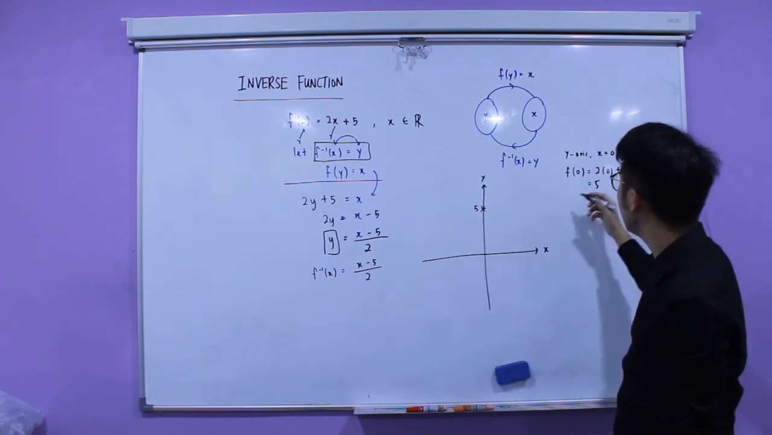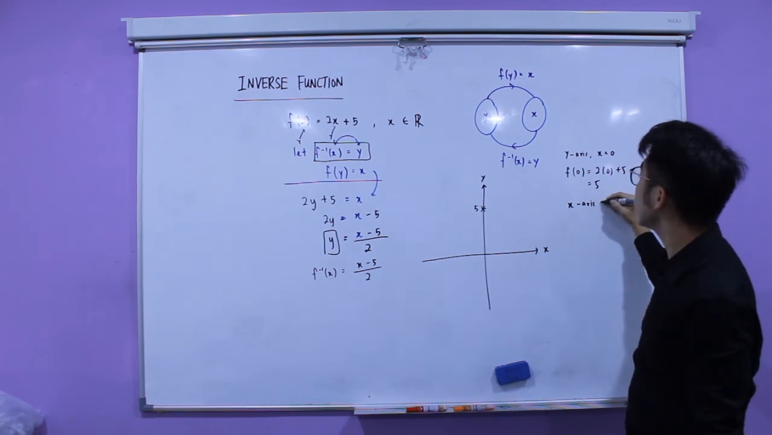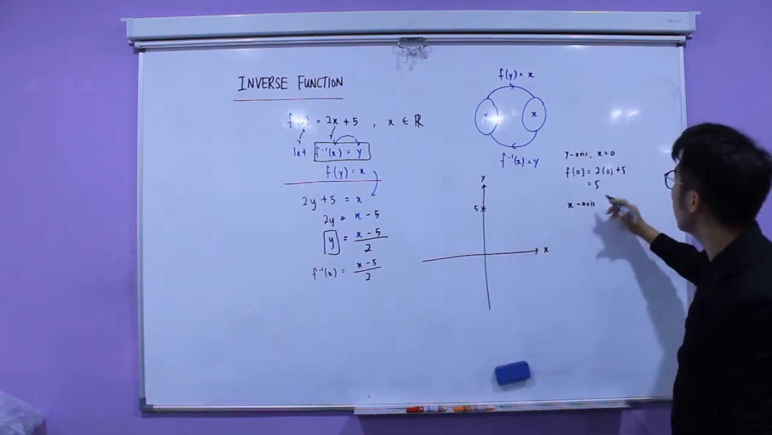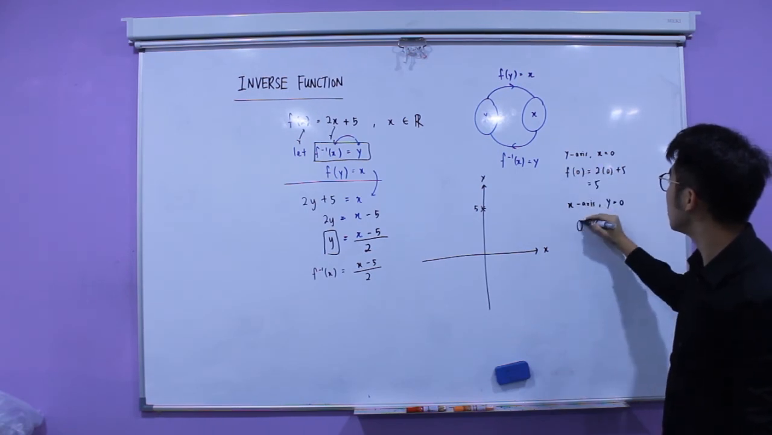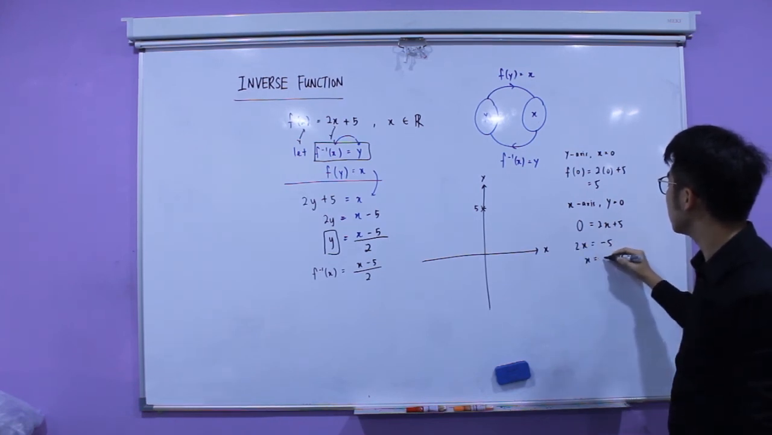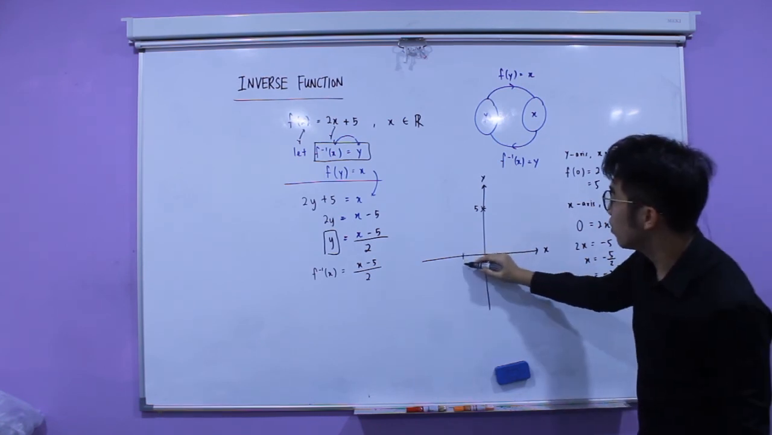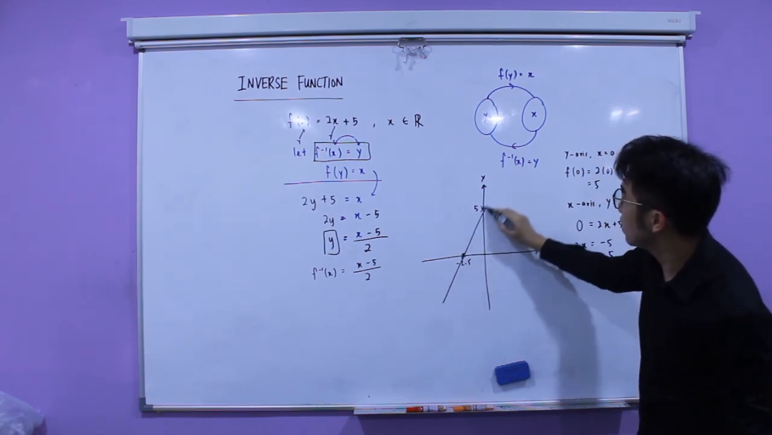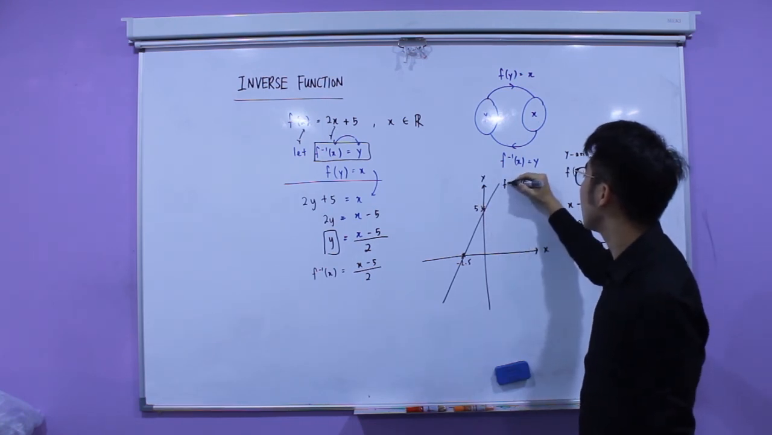How do we find the other point? Now it's on the x-axis. If it's on the x-axis, we need to know that y equals 0. So 2x plus 5 equals 0, so 2x equals minus 5, x equals minus 5 over 2. So it's negative 2.5. Let's just assume it's somewhere here. So this is the line of function f.